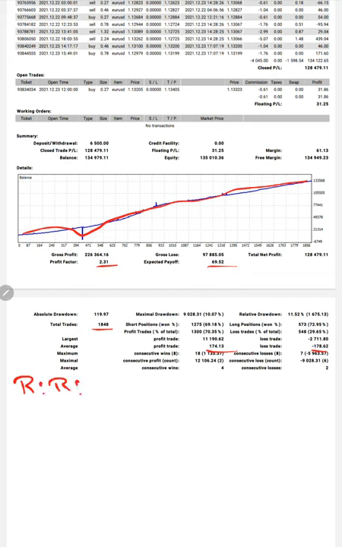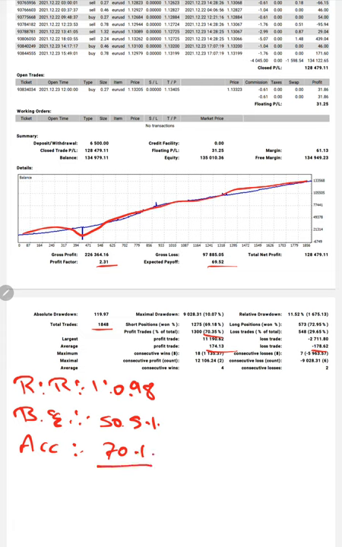So the risk reward ratio will be 1:0.98. From that, the break even point that we have calculated is 50.5%. Comparing with the current account accuracy of 70%, we can say we are almost up by 20% than the requirement.